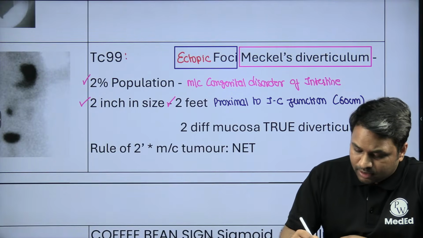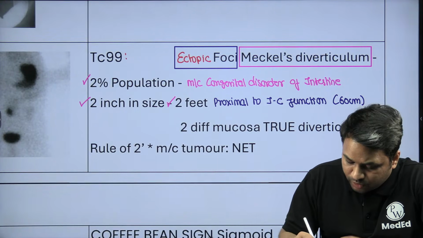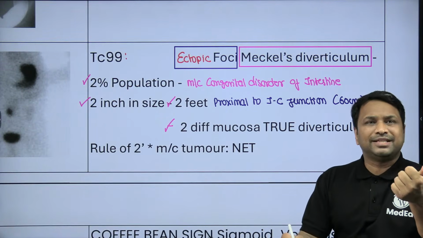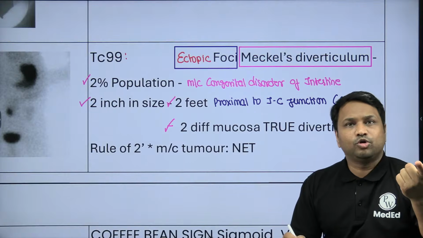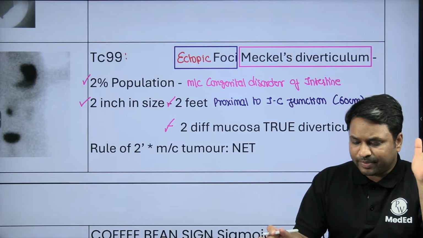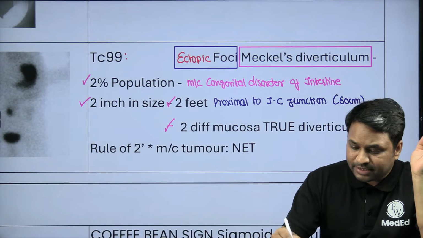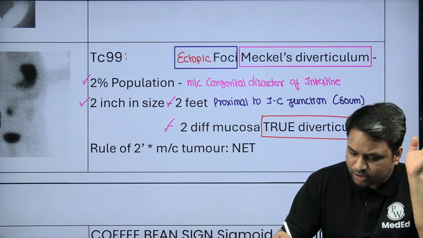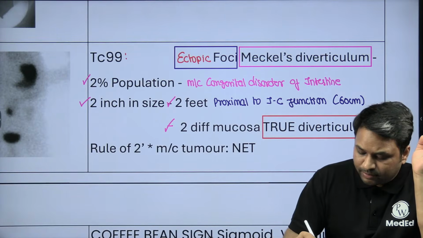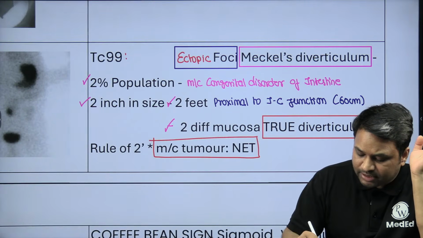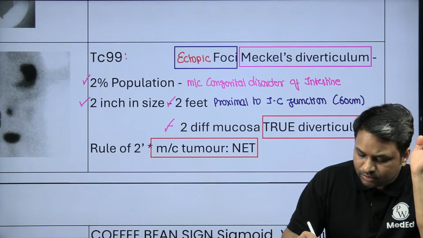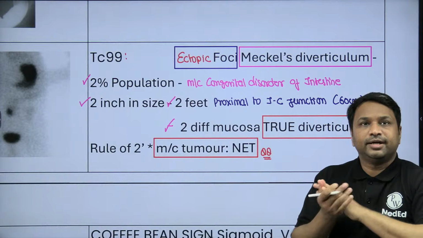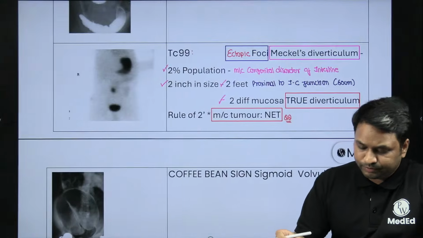Another rule of 2 that you will see: they have 2 different mucosas. One is the ectopic gastric mucosa, and another one is the pancreatic mucosa. Now, Meckel's diverticulum is an example of a true diverticulum. It's a congenital diverticulum, right? The most common tumor that you see in Meckel's diverticulum, this is also a previous exam question, is the neuroendocrine tumor.